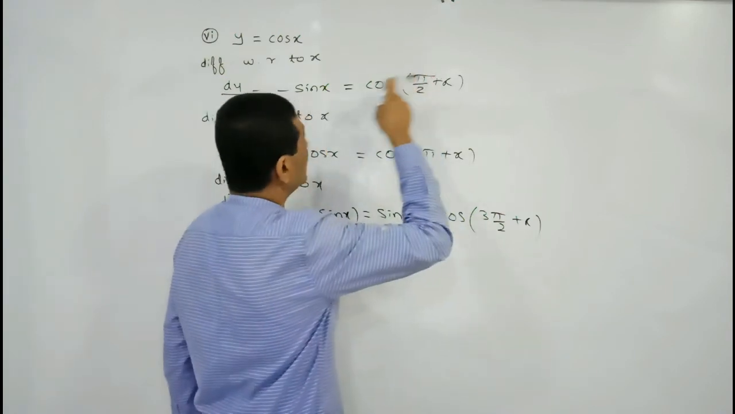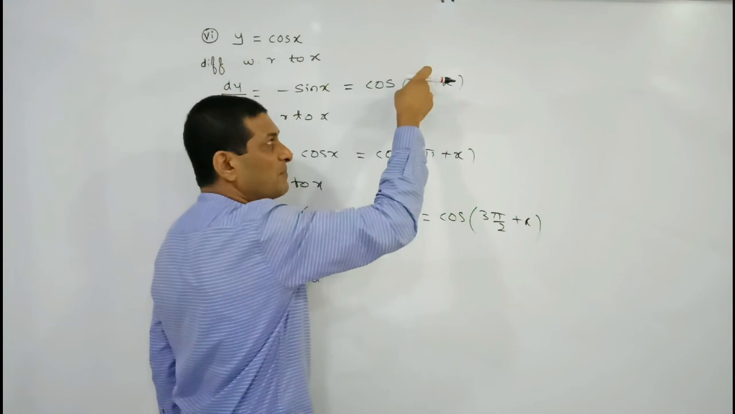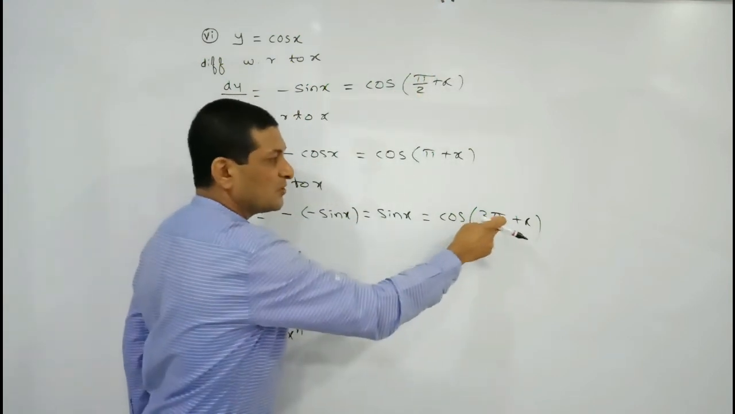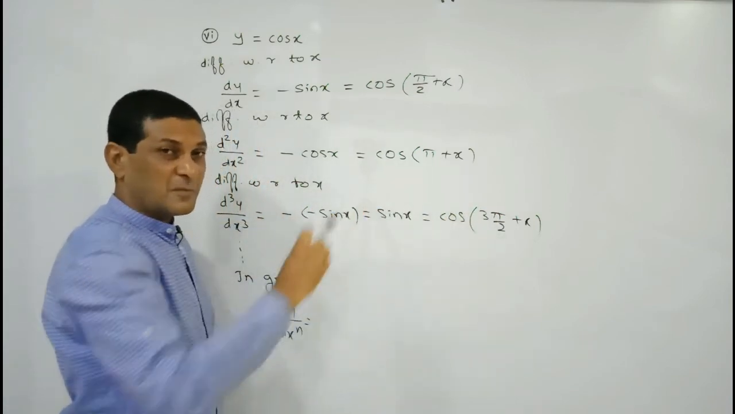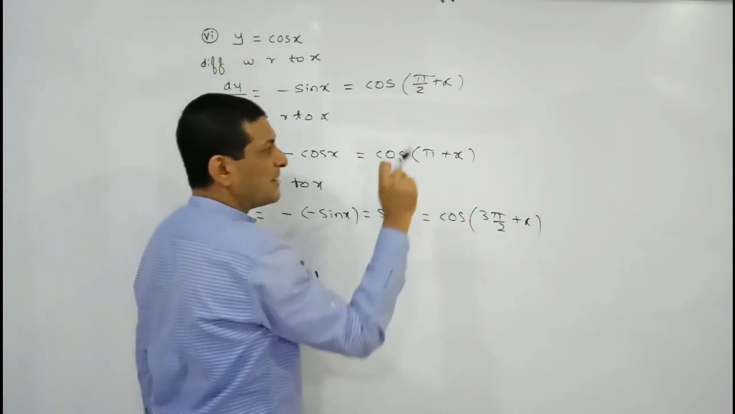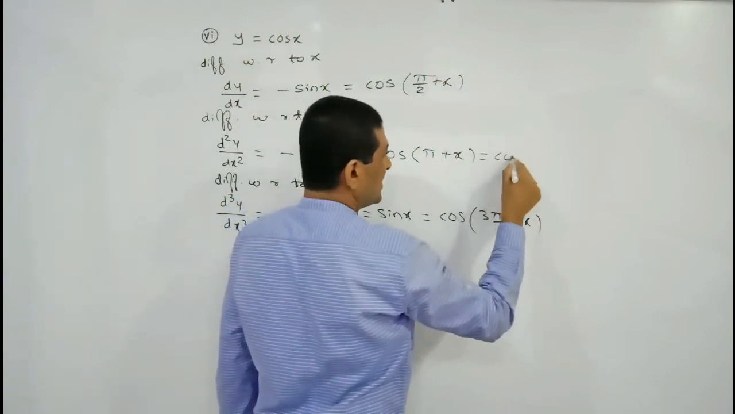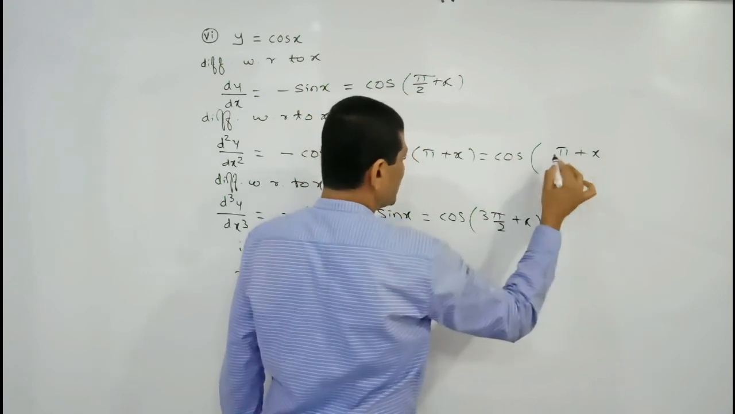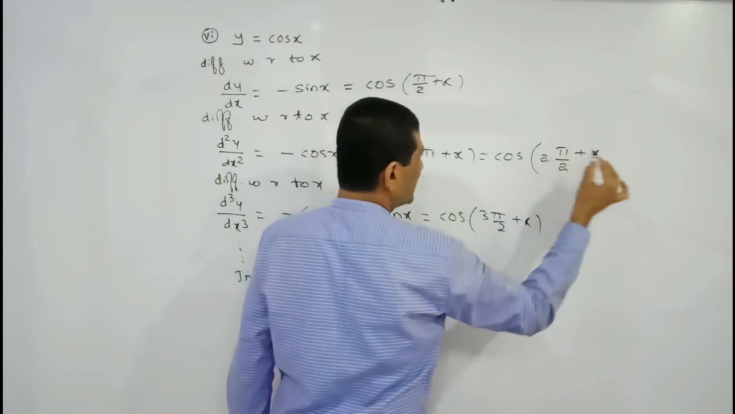Here in case of the first order derivative, we can observe that the coefficient of pi by 2 is 1. In case of the third order derivative, the coefficient of pi by 2 is 3. But here pi by 2 is not there. So to arrange the term in this form, just see, we are doing one adjustment. Pi plus x, keep it as it is. Simply I am dividing by 2, and as I am dividing by 2, I am multiplying here by 2.